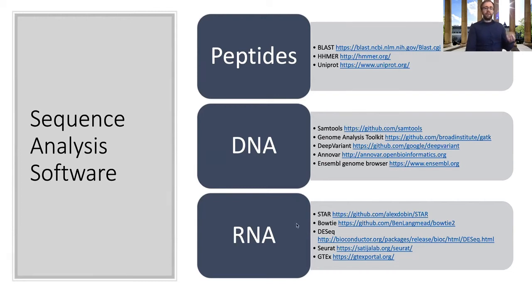And then for RNA, we have a similar process. STAR, for instance, is a program which takes the short read sequencing and then aligns it. Seurat is an increasingly popular bioinformatics software which is used for single cell RNA sequencing.